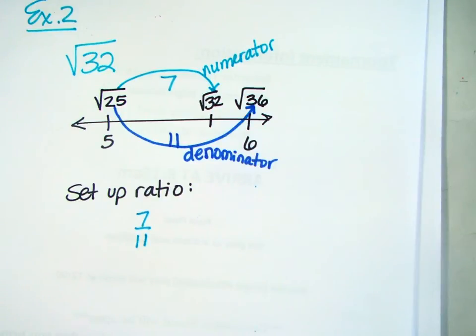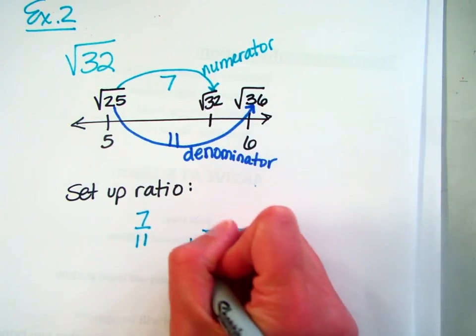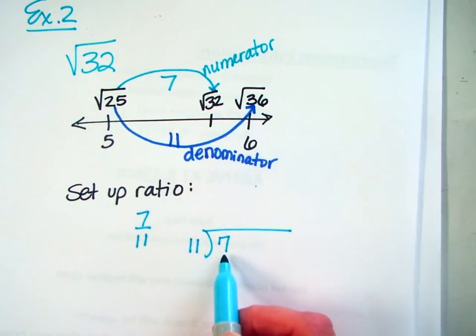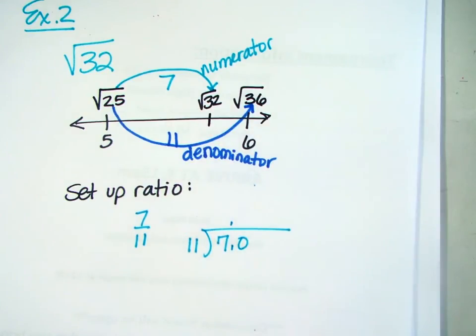So if we go ahead and divide, 11 won't go into 7, but it will go into 70 how many times? 6 times. And why do I want to go one more over?